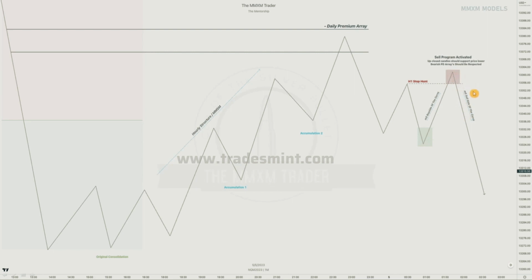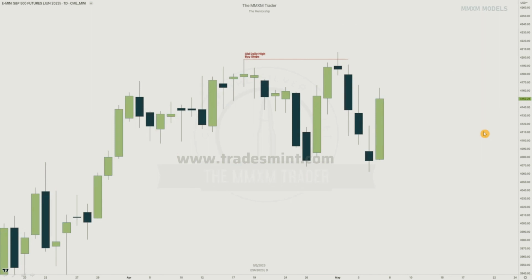So a sell program up here is activated. Up close candle should support price lower, and bearish PD array should be respected, right? Going into the sell side of the curve and then eventually liquidating this original consolidation. Now how does that look on a candlestick chart? We've got E-mini S&P 500 futures over here, daily chart, right? So remember, we're going from daily PD arrays and daily external range to internal range into a 1-hour structure and looking for our market maker models over there.